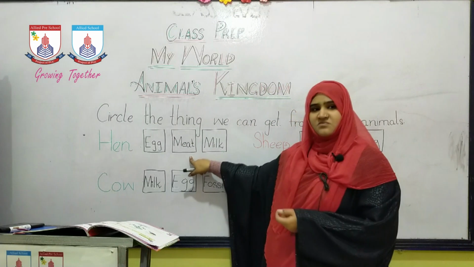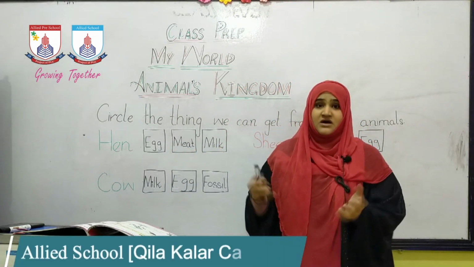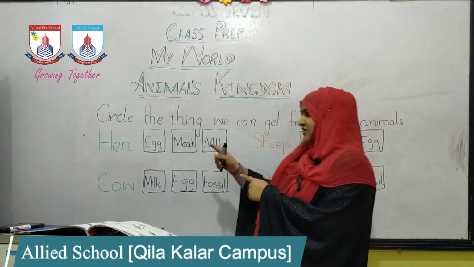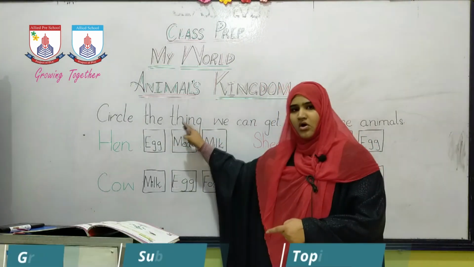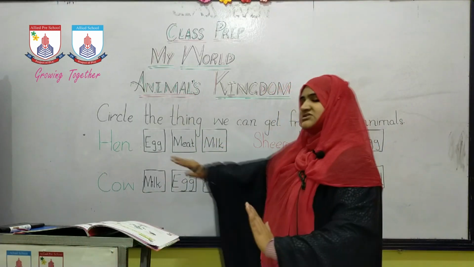And the next one is meat. Can we obtain meat from hen? If the answer is yes, then we will circle the meat box. Okay? So, let's proceed. Just have a look.